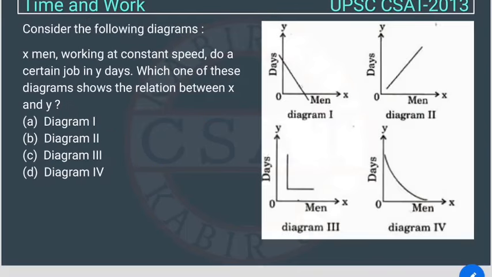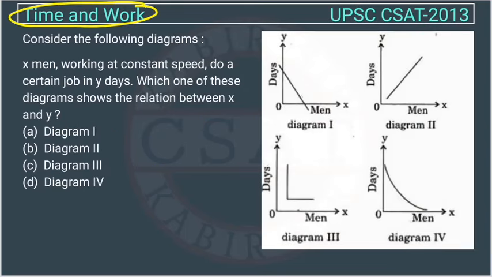This is a question of time and work asked by UPSC in the CSAT paper of 2013. Consider the following diagram. See, this diagram is given, and I know many people who will just see the diagram and get confused, or think, oh, I can't solve it. And this is a very easy question.